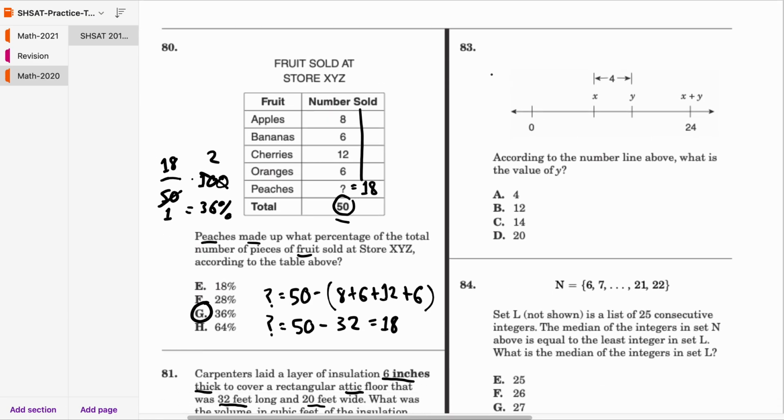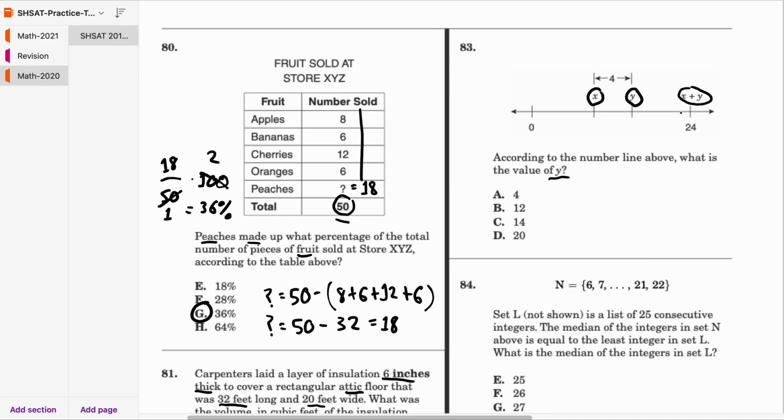So now we're going to go on to 83. So we have a number line here, right? We have a number x and a greater number y, and then the sum of these two numbers is going to be even greater than either of them. So we want to know the value of y, right? And right now the value of y is a variable. We don't really know it off the top of our heads, so we need to set up some equations to figure out this value of y.